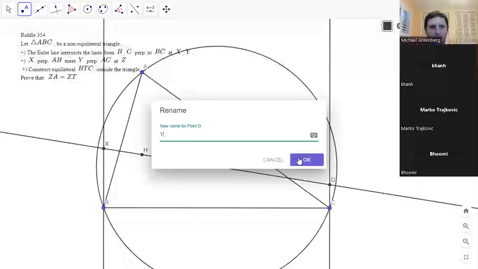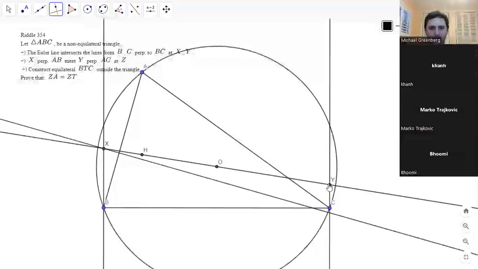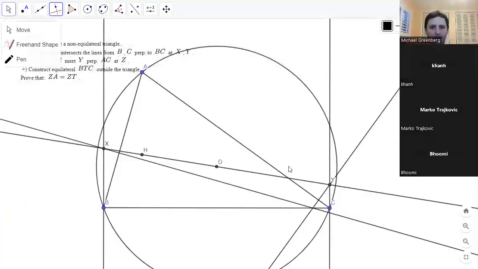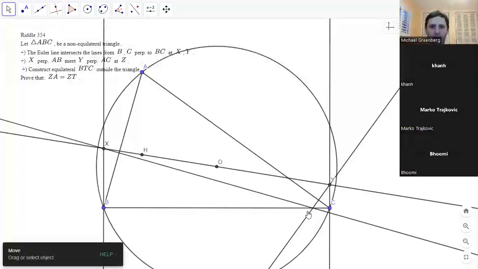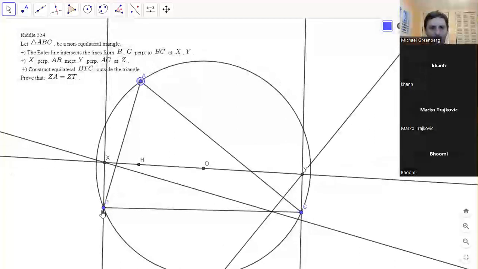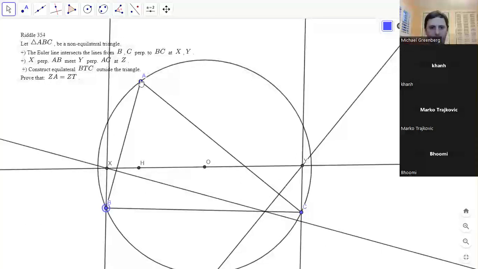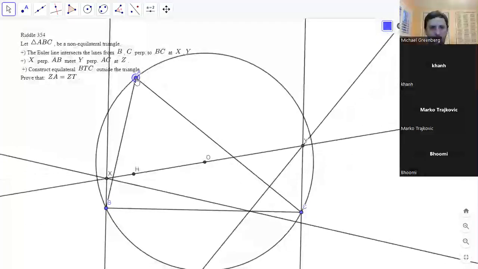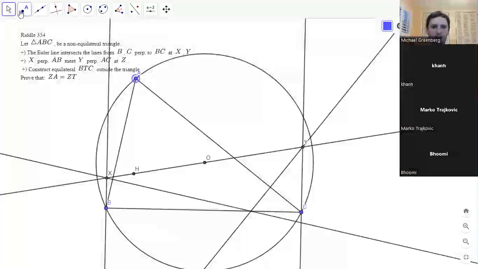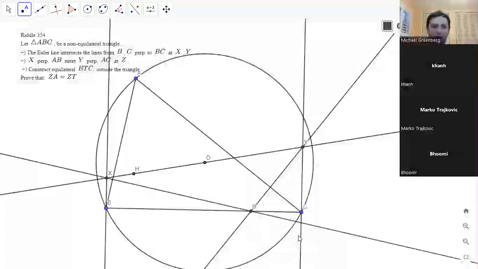And then the perpendicular from X to AB meets the perpendicular from Y to AC at point Z. And it looks like Z lies on BC. So I don't know if this is obvious or easy to prove. We'll try to prove that in just a second. So step one is we want to prove Z lies on BC.